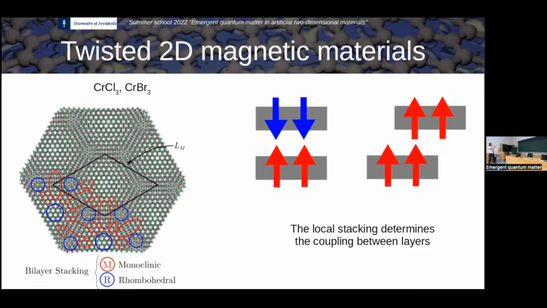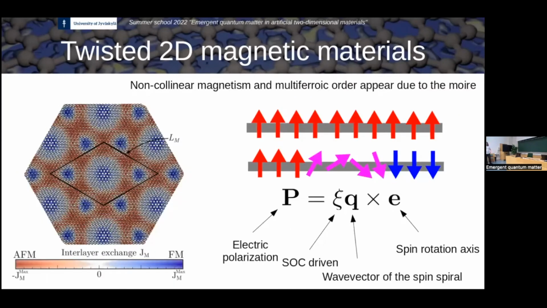So now if you think about a twisted 2D magnetic material, of course, the twisting angle is going to create different stackings in space. So in certain parts of your moire, you're going to have the rhombohedral stacking. In other parts of your moire, you're going to have the monoclinic stacking. What this means is that in some parts of your moire, the coupling is going to be ferromagnetic, and in other parts, the coupling is going to be antiferromagnetic. So essentially, in certain parts of your moire, the magnetization of the two layers is going to point in the same direction, and in other parts, the magnetization is going to try to point in opposite directions.